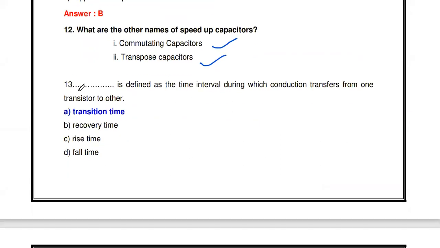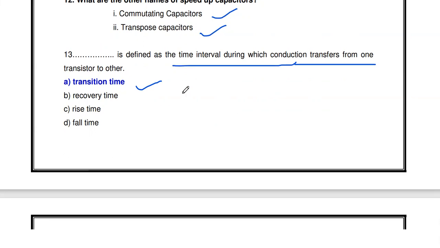Then the next question, dash is defined as the time interval during which the conduction transfers from one transistor to another. It is called the transition time. So transition time is nothing but the time interval during which the conduction transfers from one transistor to another.